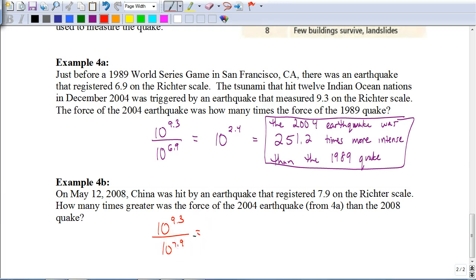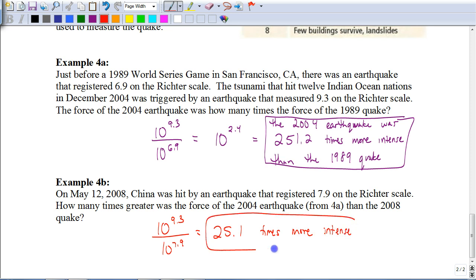So when you divide those, why don't you go ahead and try that on your own. It'll just take a second. You can pause the video if you'd like and hit play when you're ready to check. See how you did. When you divide these, your answer should have been 25.1 times larger, or more intense.